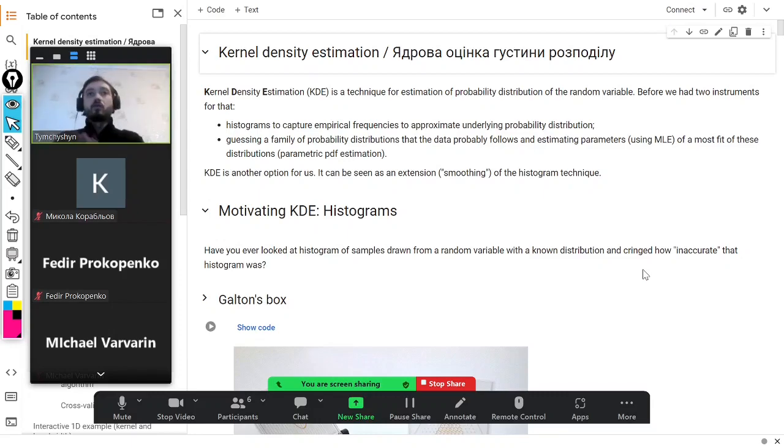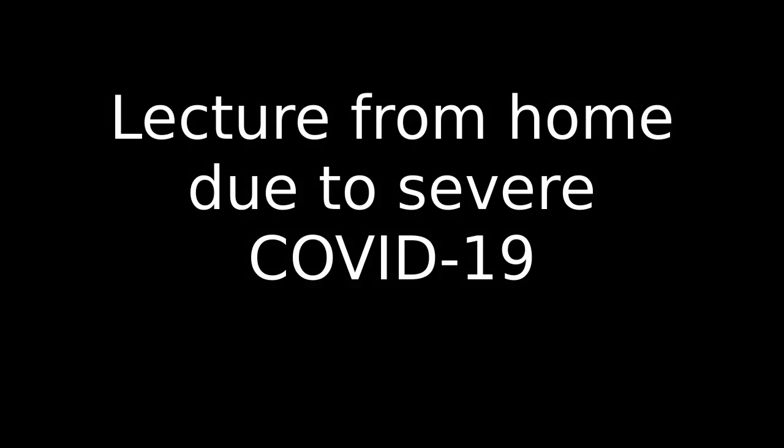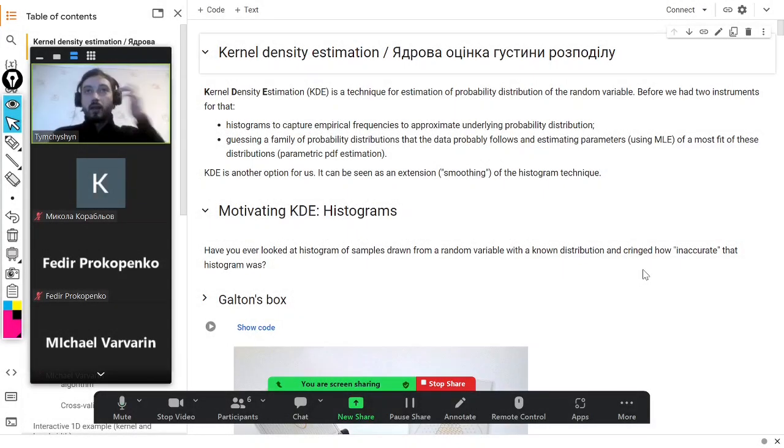Okay, today we start considering one more method of machine learning that is called kernel density estimation. That's a technique for estimation of probability distribution of the random variable. So before we had a few instruments for that.